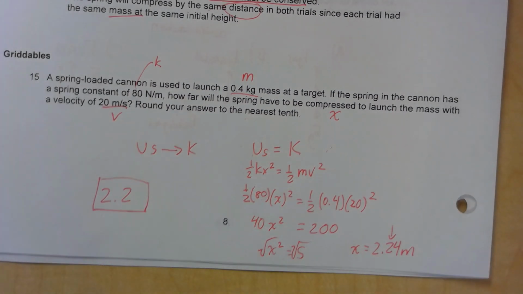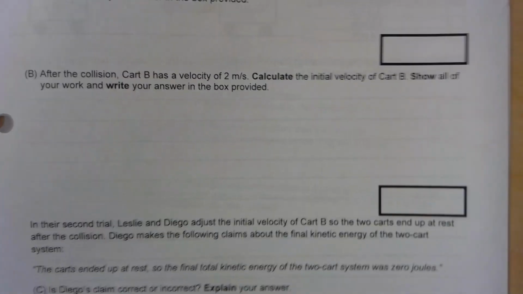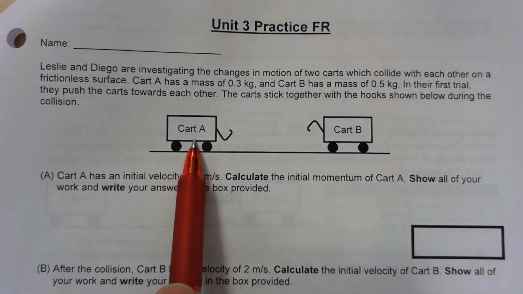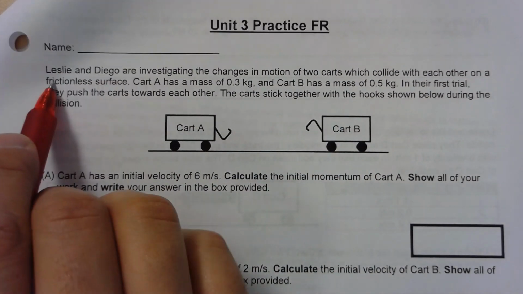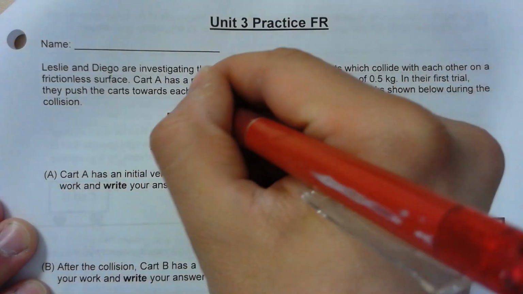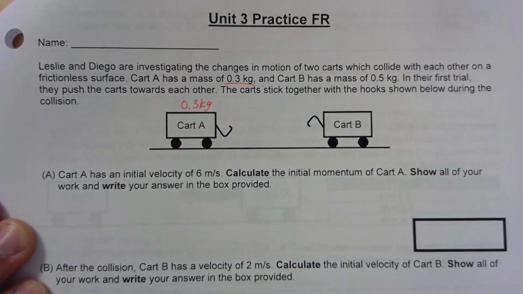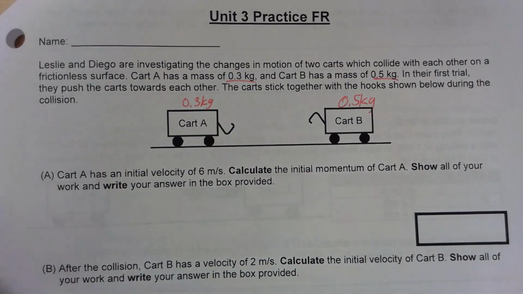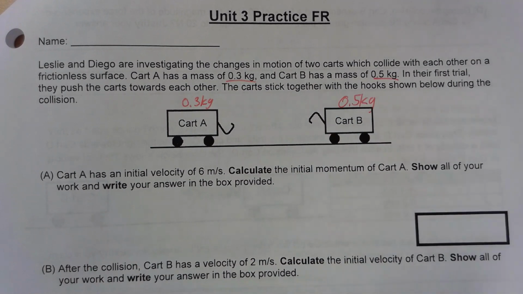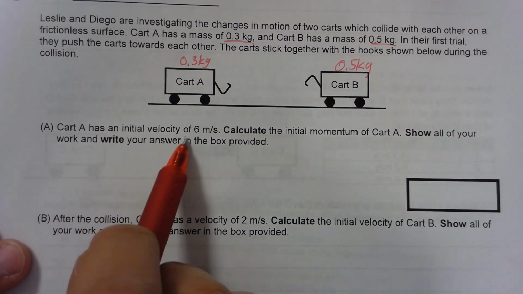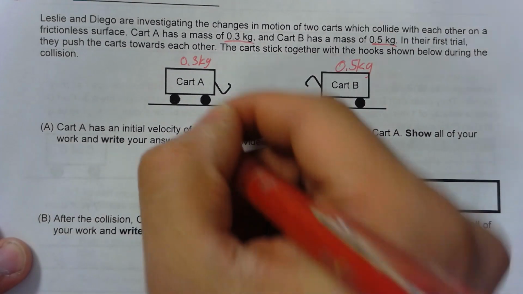Let's take now a look at the free response. The free response has another cart situation where we're going to take cart A and cart B and we collide them into each other. It's on a frictionless surface, which is good. That just makes the problem easier. We know that cart A has a mass of 0.3 kilograms and cart B has a mass of 0.5 kilograms. And in the first trial, they're going to move together. Okay? So cart A has an initial velocity of 6 meters per second.